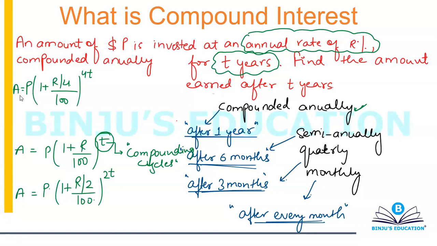And the last case, when your money is being compounded monthly, so that means you are receiving interest now after every month. In 1 year, how many months? 12 months. So in this case, the rate of interest will become R by 12, divided by 100, you're going to add 1 to it to the power 12t.